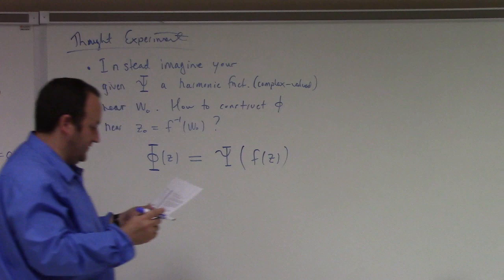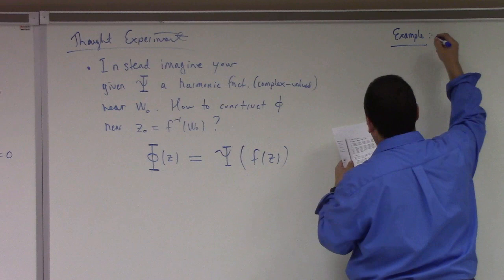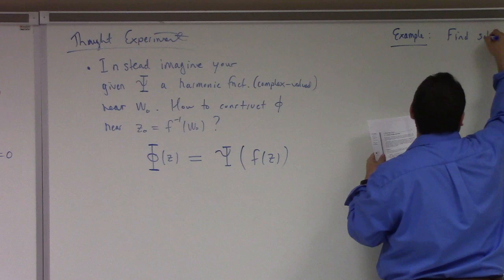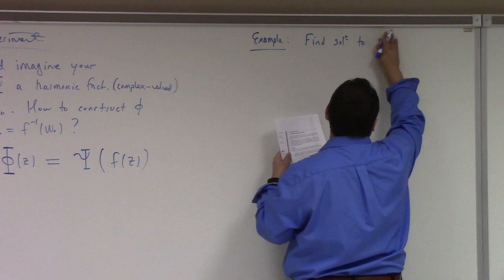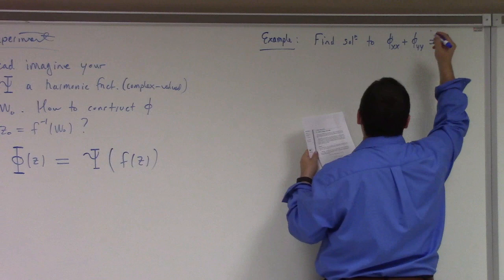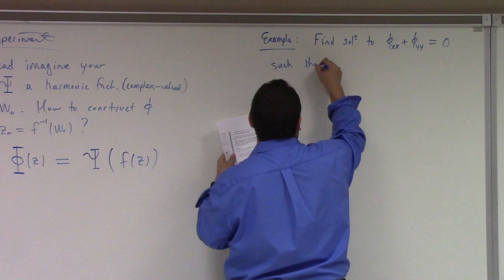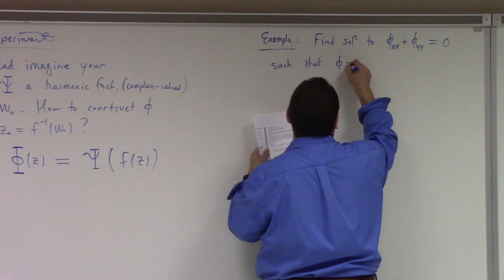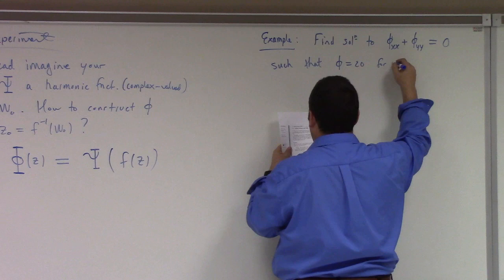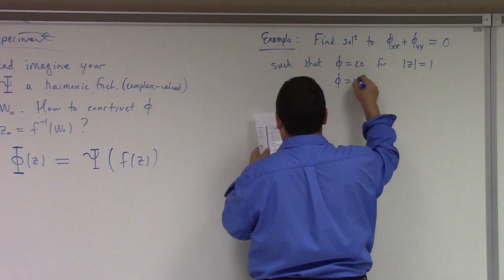All right, so let me just show you a quick example of something like this. Find a solution to phi xx plus phi yy equal to 0, such that phi equals 20 for the modulus of z equal to 1, and phi equals 30 for the modulus of z equal to 2.